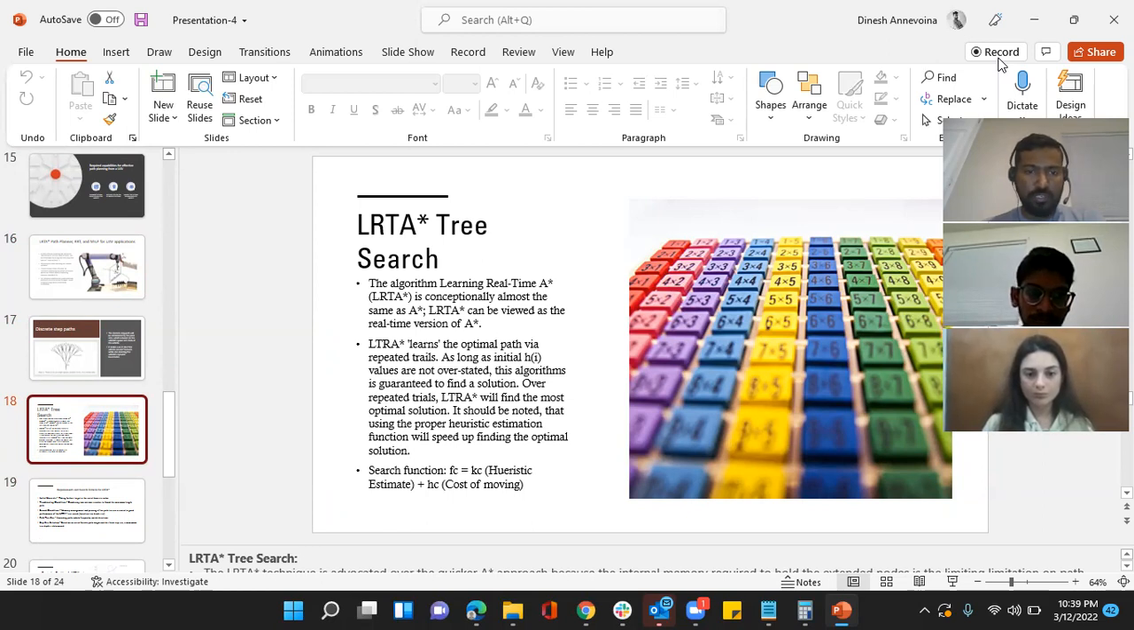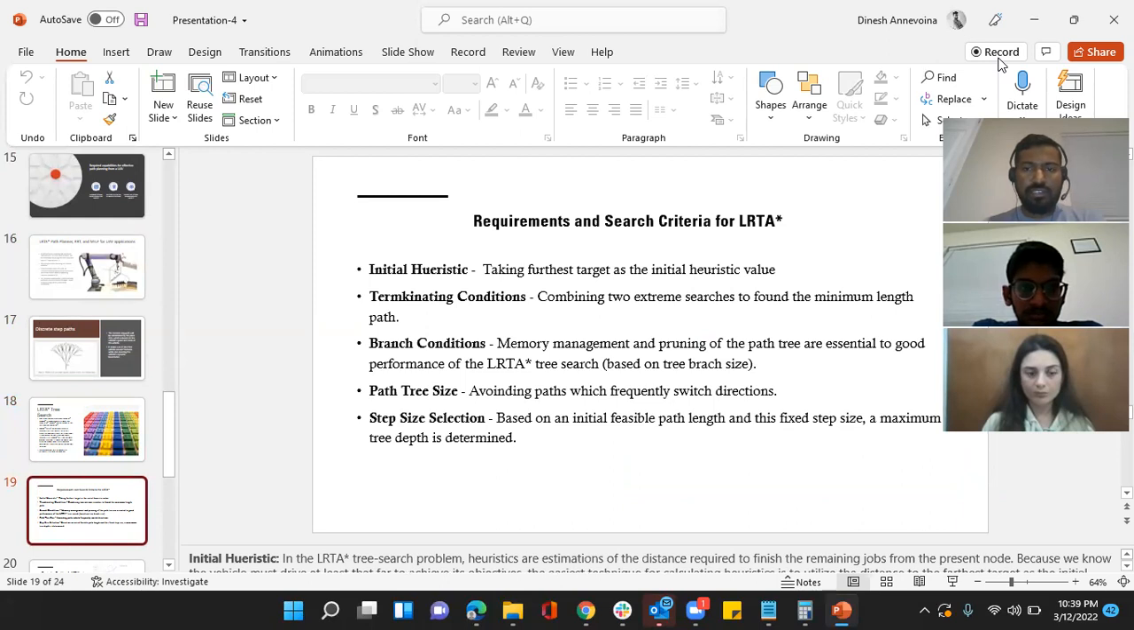KC is nothing but a heuristic estimate, and the HC is the cost of moving. So it all depends on how many branches we have, how many ways, and the distance between the towns. All of those come under consideration. These are some of the criteria or requirements we can call to determine the optimal path.